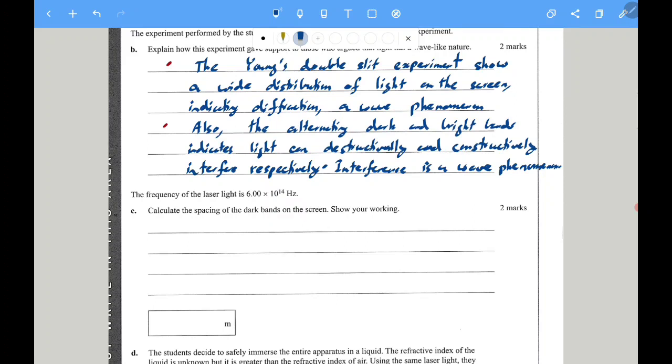All right, so the frequency of laser light is this much. Now we have to calculate the spacing of the dark bands on the screen. Right. We have to of course use this formula.